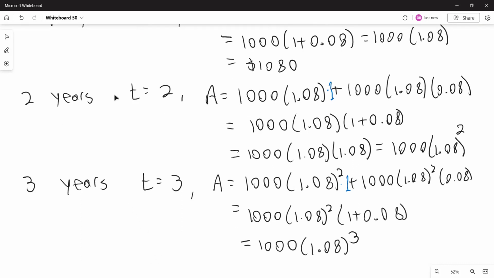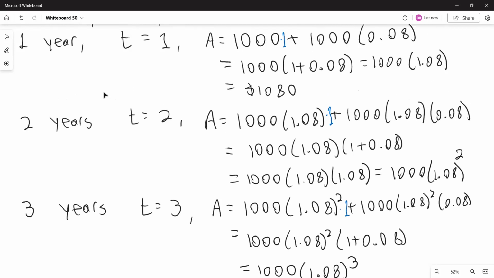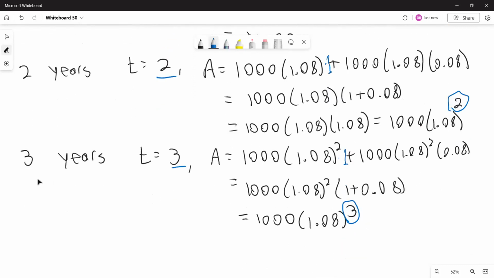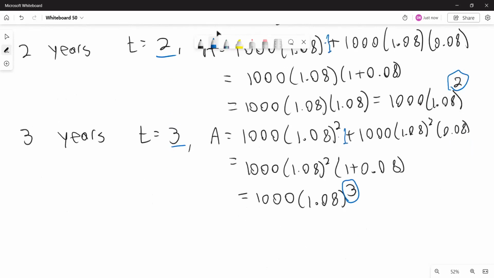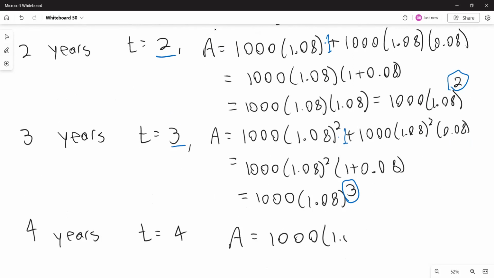If you're noticing a pattern, any number raised to the first power is the number itself. So that's after 1 year, after 2 years, after 3 years, so after 4 years, now we have a pattern. When t is equal to 4, the amount in the account is going to be 1,000 times 1.08 raised to the 4th power. I wasn't finding the approximate quantity. I wanted to give you the pattern.